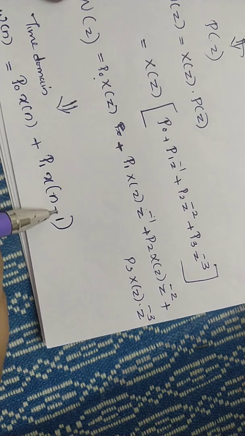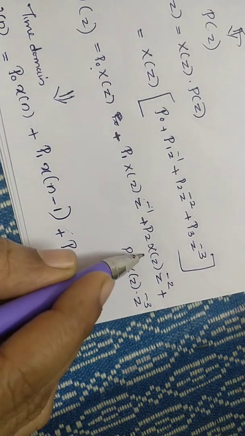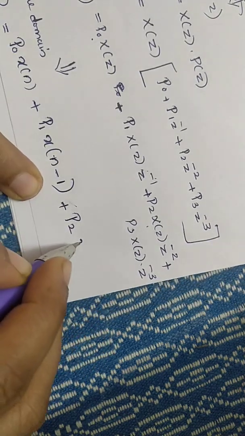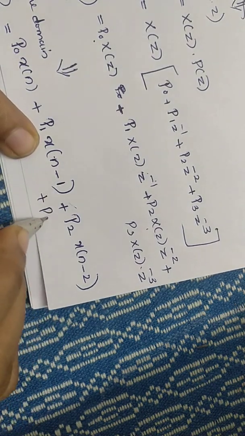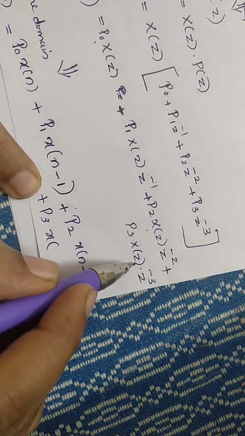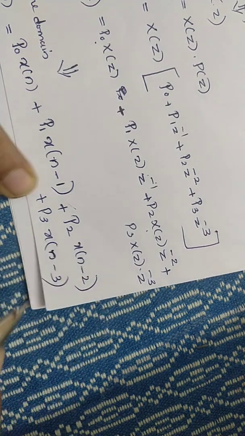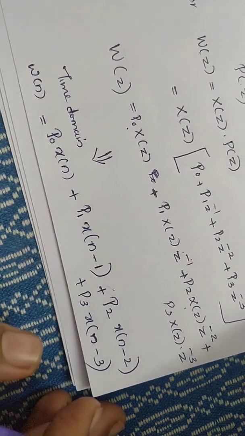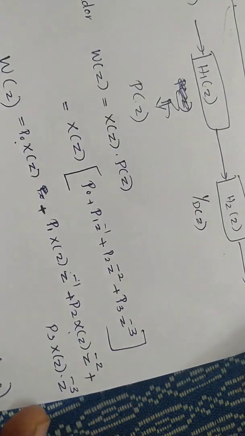So x of n minus 1 plus p2 is a constant, p2 into x of z into z raised to minus 2, two delay terms, that is x of n minus 2, plus p3 into x of z into z raised to minus 3, so x of n minus 3. So I converted the above equation into what? The time domain. Okay.